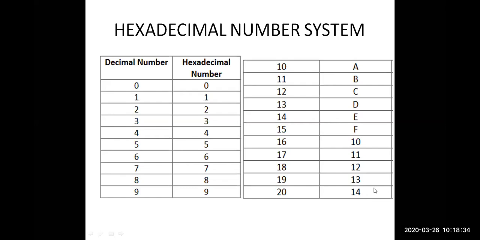1F is a hex number. 1F is not shown here. So 1F is a hex number. What is its decimal equivalent? 16.